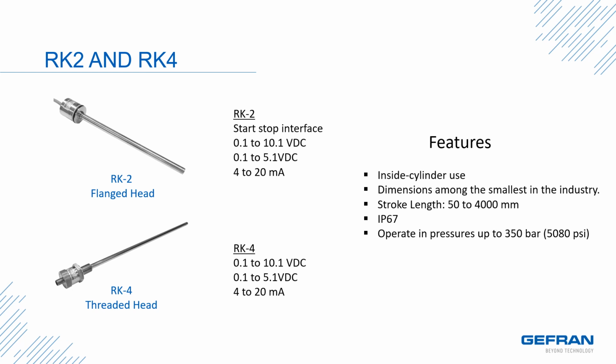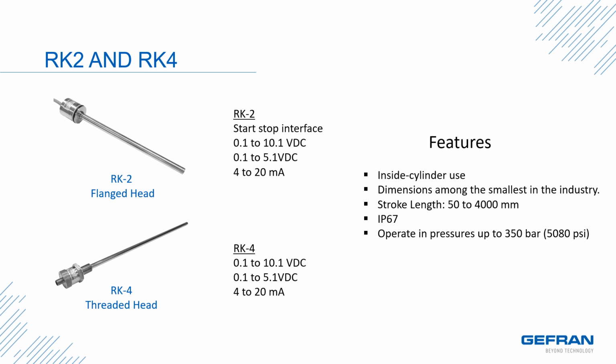The RK4 has reduced dead zones, and the head's threaded shape is designed for applications requiring the installation of the transducer partially inside the hydraulic cylinder. It is an analog sensor that uses one cursor.